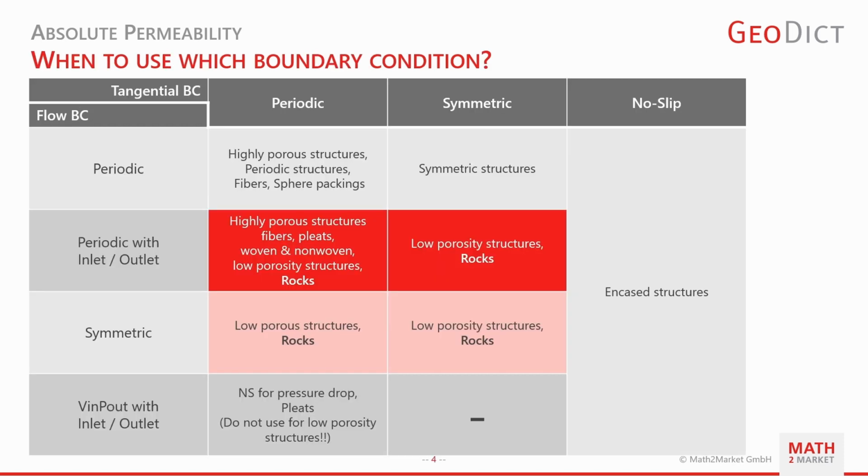In this overview, the possible combinations of boundary conditions in flow and tangential direction which are suitable for rocks are displayed. As you can see, the default settings of FlowDict allow starting the computation of rock permeability right away, without changing the boundary conditions. Nevertheless, you can manually choose the boundary condition which fits your setup.